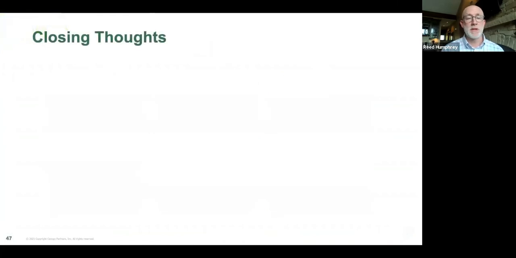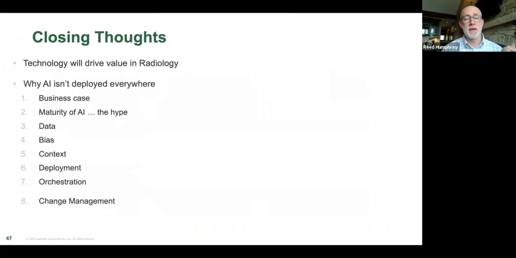So in conclusion, we want to thank you all for attending today. We think that in summary, the technology is really going to continue to grow. Radiology is the most IT-centric specialty within healthcare, and new tools, new technology, especially AI, are going to help create and drive new value within imaging. We talked about why AI isn't deployed everywhere yet, but we think that in the very near future, you're going to see a lot more of this coming into play, and it would be good to be thinking about your strategy now.